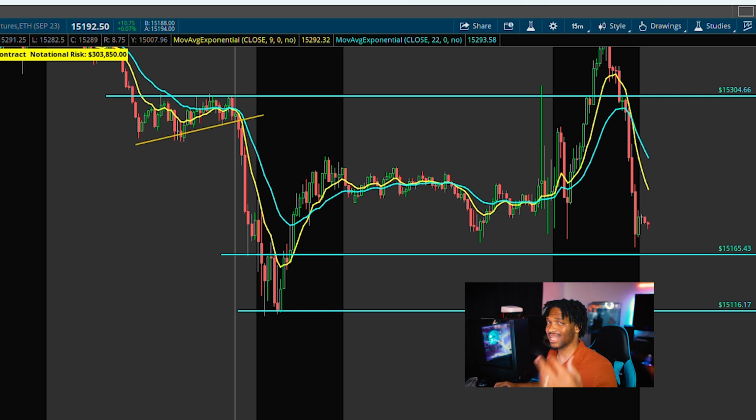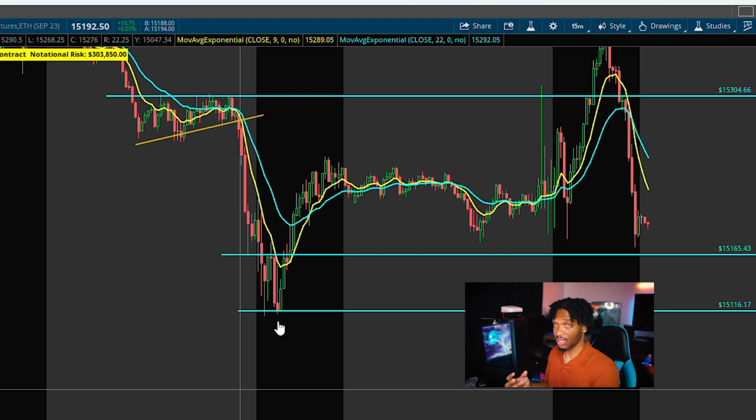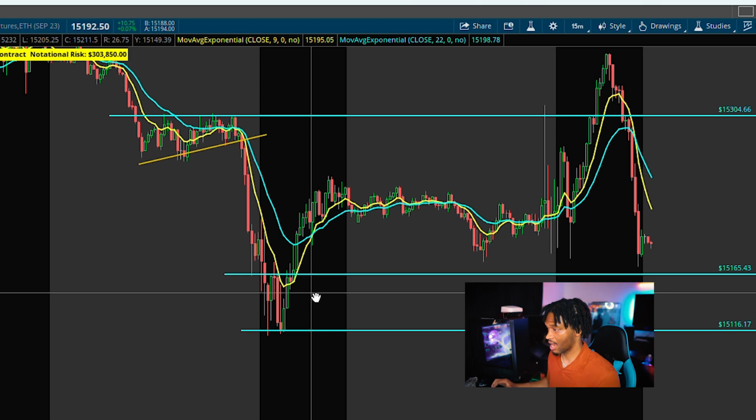Number two, we did take from the 5-minute that we did have a double bottom, which is something that just shows that there's solid support there. I don't want you overthinking it, but it's a bottom reversal pattern. It's showing that we have a key level of support for this intraday time frame.